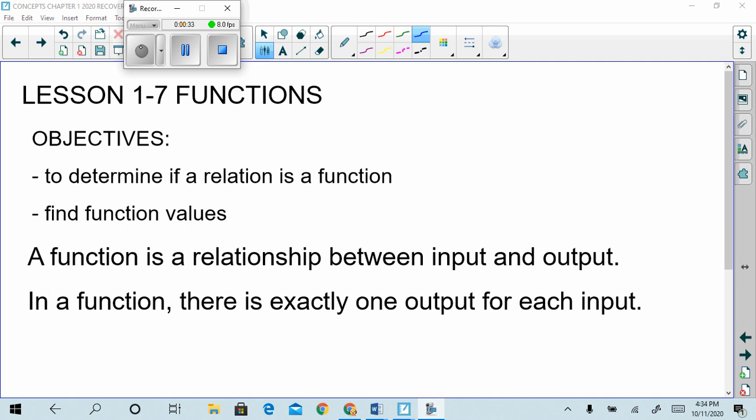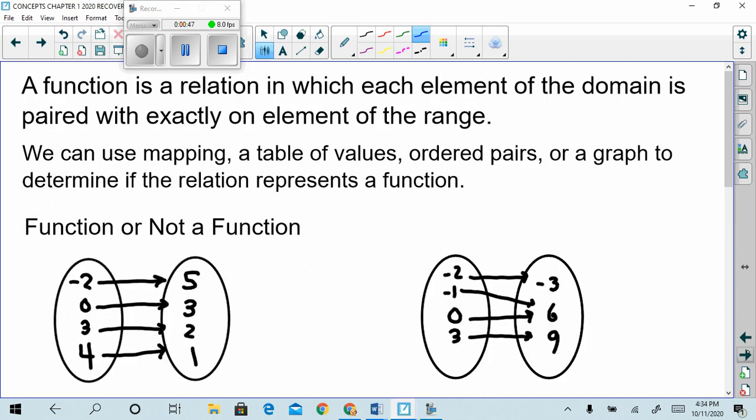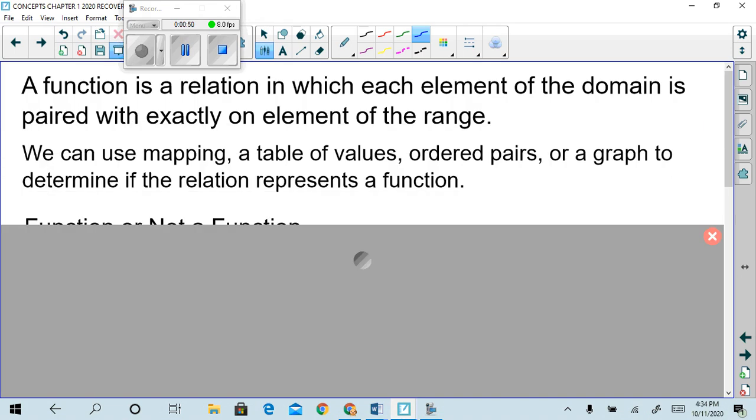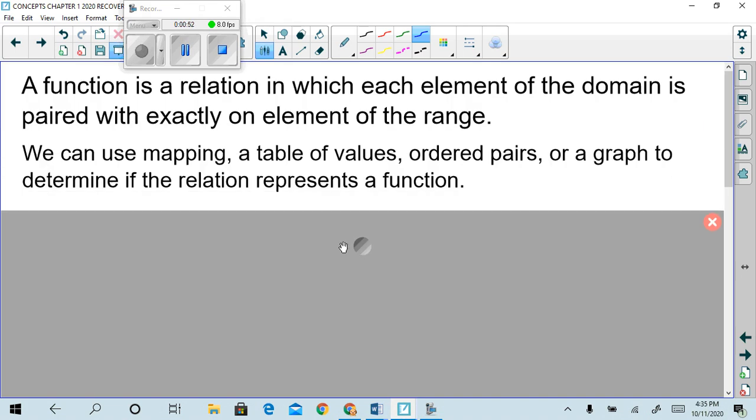Well, a function is a relationship between that input and output, and it states that there's exactly one output for each input. So every input can only have one output. Let's explore this a little bit. If a function is a relation in which every element in that domain, which is our input, is paired with exactly one element in the range, which is our output, we can go back and use what we learned about relations: mapping, a table of values, ordered pairs, graphs, and even equations can be used to determine if a relation represents a function.